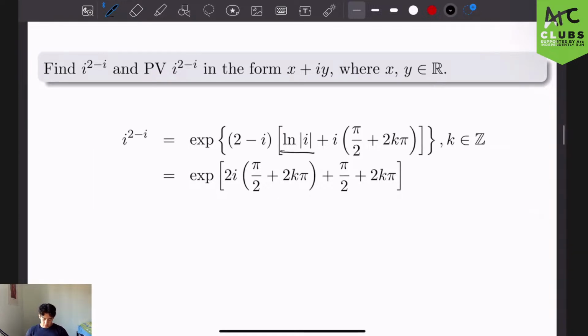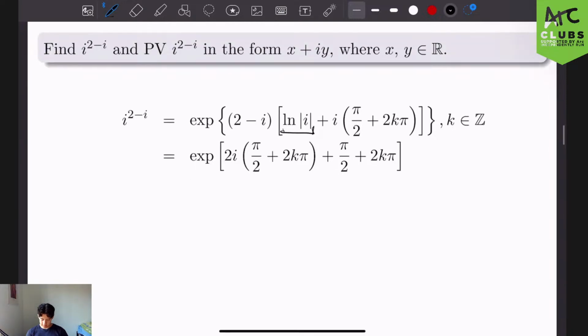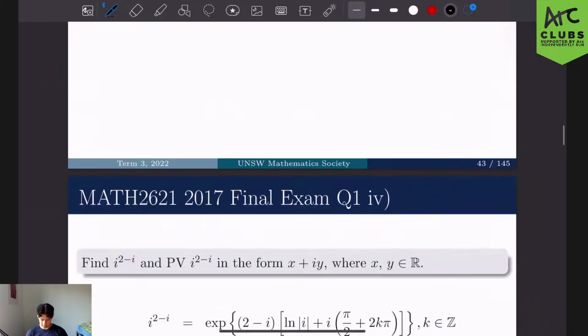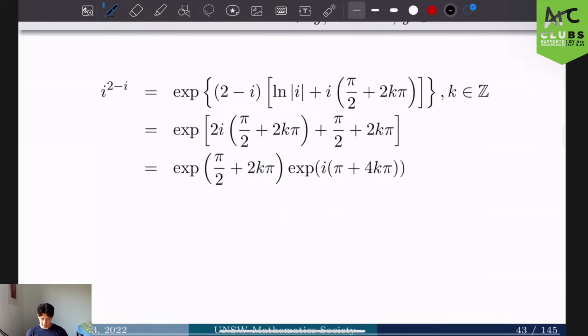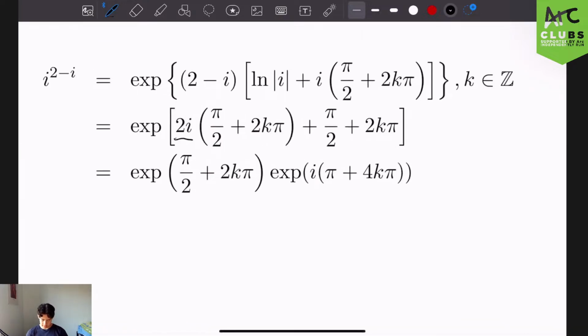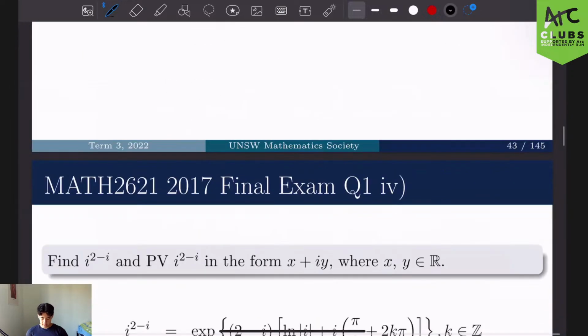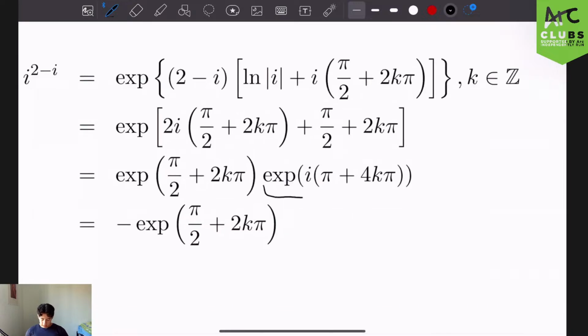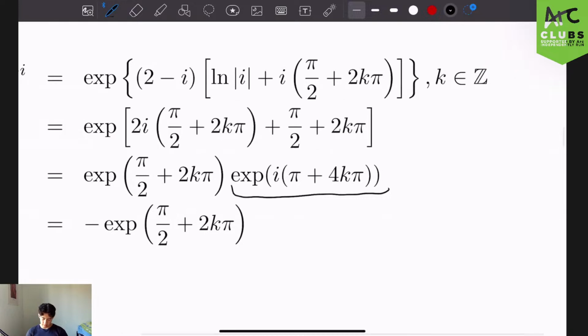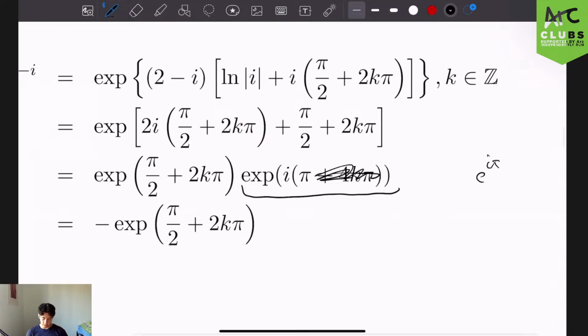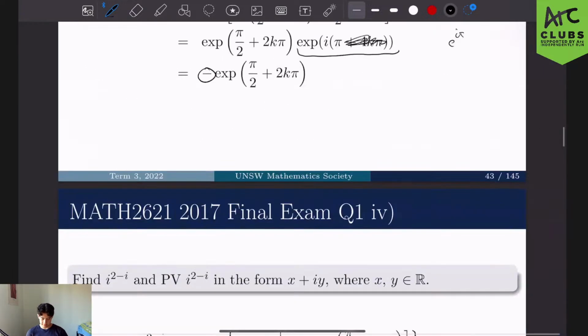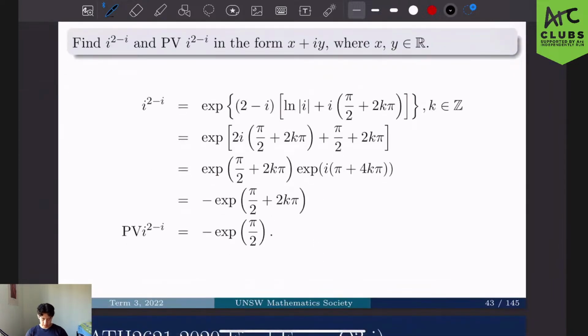And simplifying again, this value will become 0 as the modulus of I is equal to 1. And yep, we've just rearranged, like factorized a bit. Alright, and now we've multiplied in this 2i over here, and this, remember, like adding exponents here is the same as multiplying them on the outside here. And e to the I pi plus 4k pi, so we can essentially ignore this. So e to the I pi is -1, so that's where it's gone. It's just become -1 here. Alright, so the principal value of this is equal to the negative e to the pi over 2.